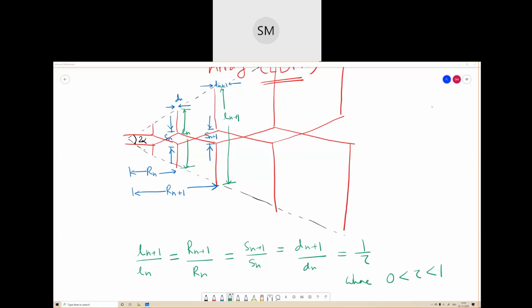But practically we see only the Ln and Rn are increased like that. Sn and Dn do not matter that much, but ideally for a proper log periodic antenna, all four of these ratios should vary in this manner. Is it okay?